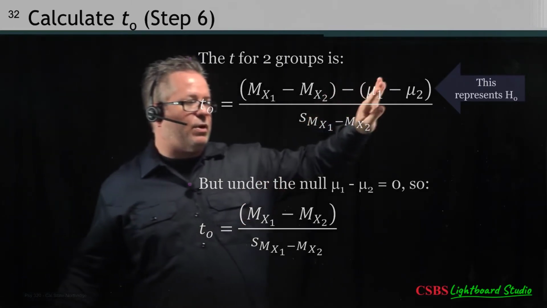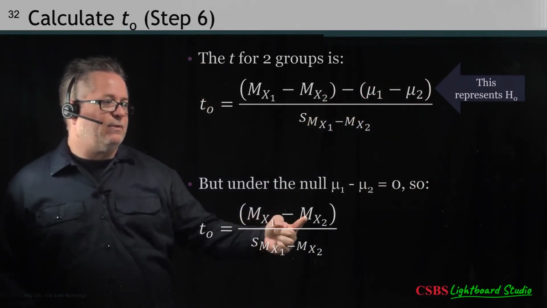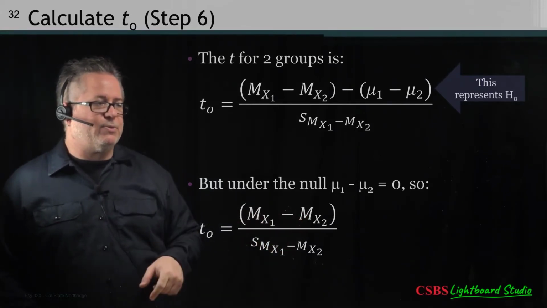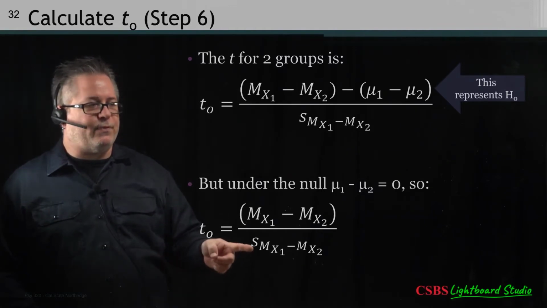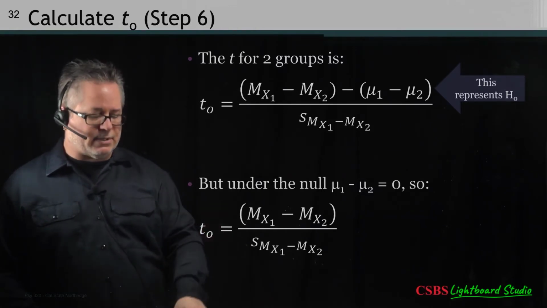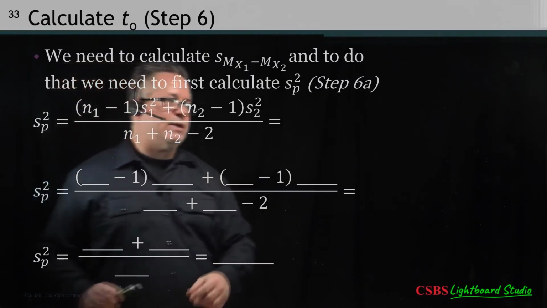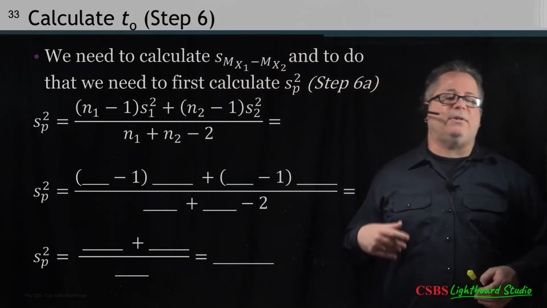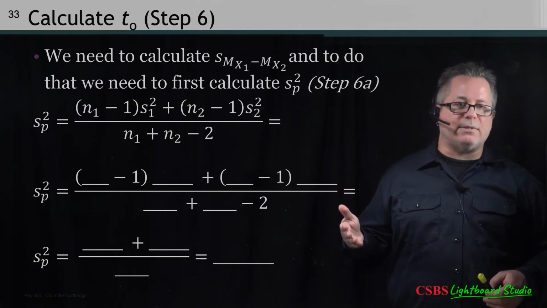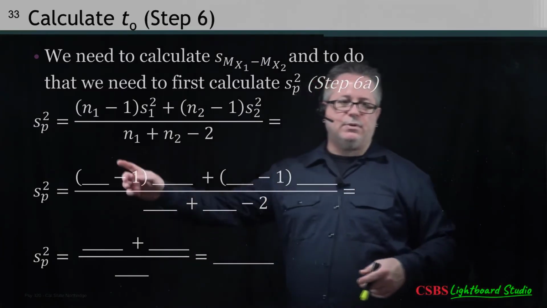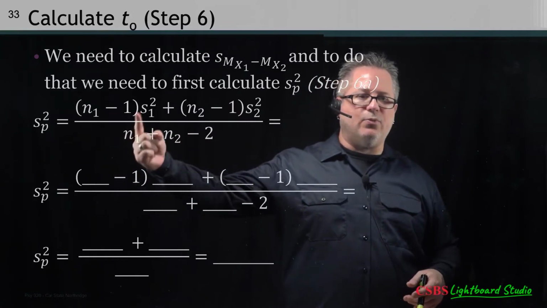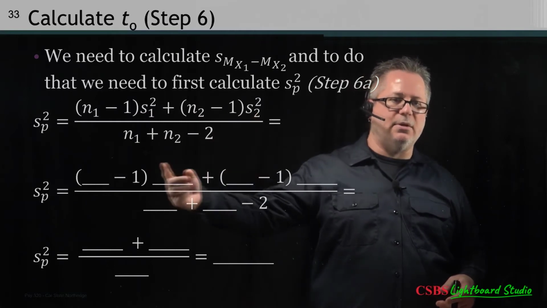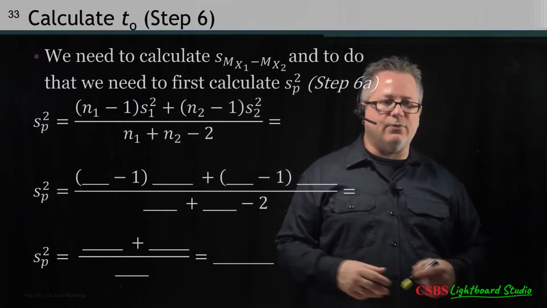So oftentimes, again, this drops out, and what we get is that I want the difference between the two means over the standard error of the difference between the two means, and to do that, we'd actually get our t observed. But as we said before, there's a couple steps to get here. So step 6 actually has a couple sub-steps we got to get to first. So we need to calculate that standard error of the difference between the two means. And to do that, we first need to calculate the pooled variance. So this is the equation, right? We get n1 minus 1 times the variance of group 1, n2 minus 1 times the variance of group 2, and then n1 plus n2 minus 2 on the bottom for degrees of freedom.